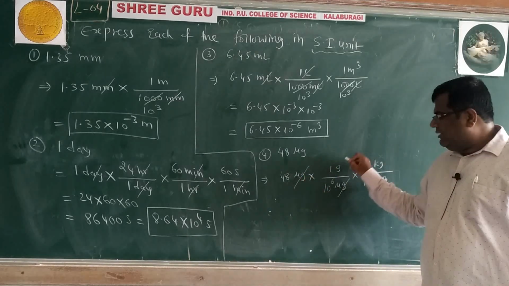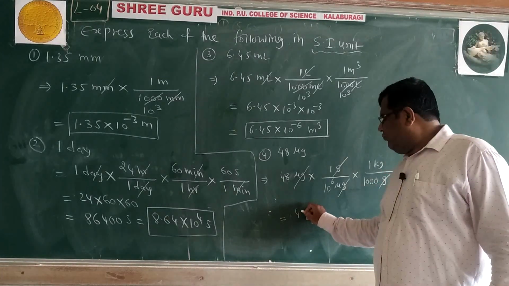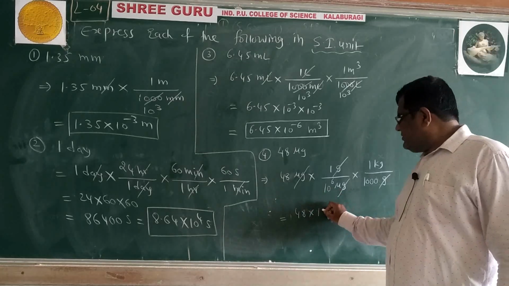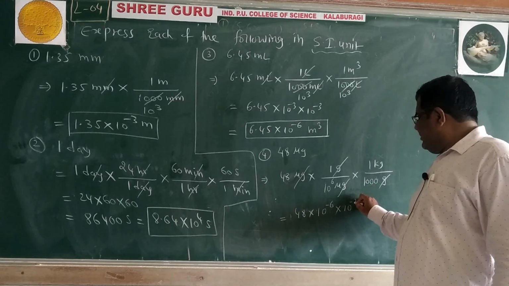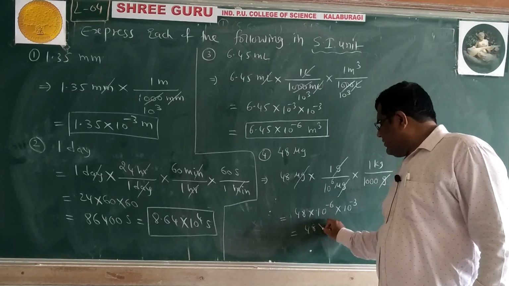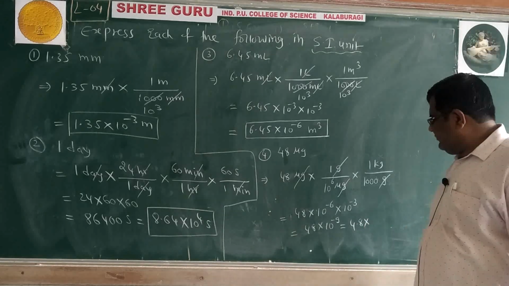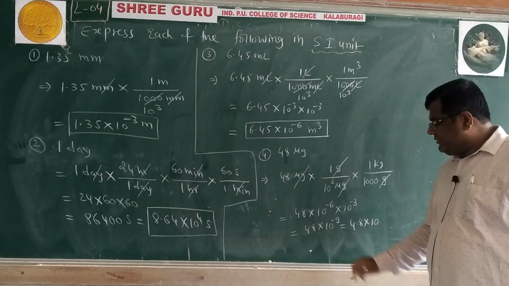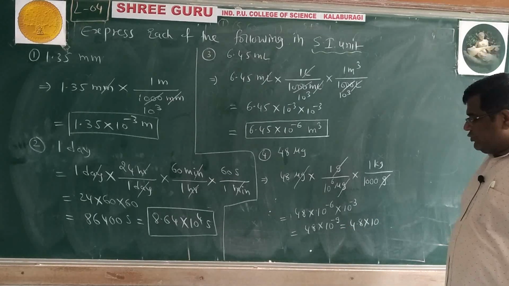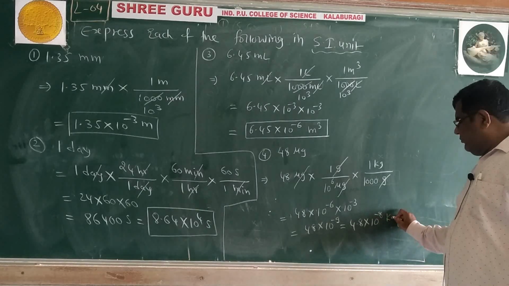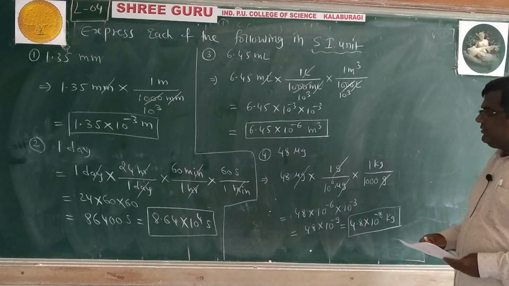This microgram, microgram, gram, gram, we can cancel out. And then what do we have? 48 into this 10 raised to plus 6 becomes minus 6, and this plus 3 becomes minus 3. So it is 48 into 10 raised to minus 9. We can write this as 4.8 into 10 raised to plus 1, into 10 raised to minus 9, since we have shifted the decimal to the left. 10 raised to minus 9 into 10 raised to plus 1 is 10 raised to minus 8. And we can write now kilogram as the unit. So it is 4.8 into 10 raised to minus 8 kilogram.